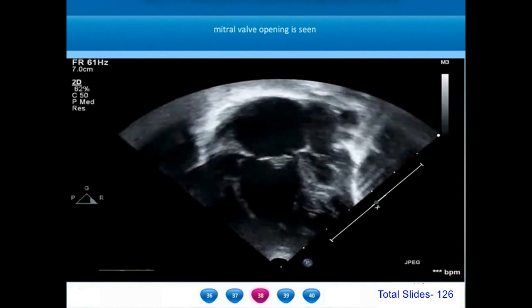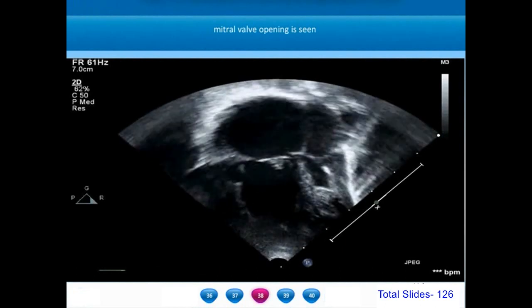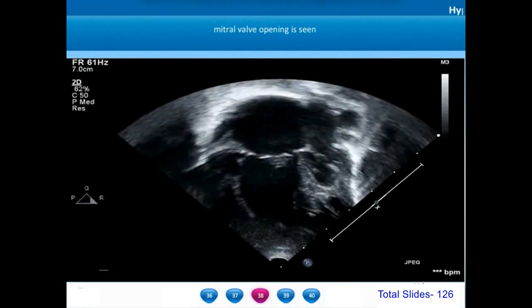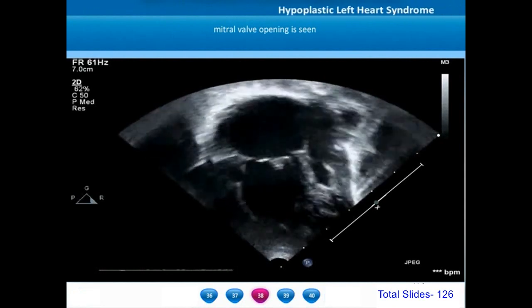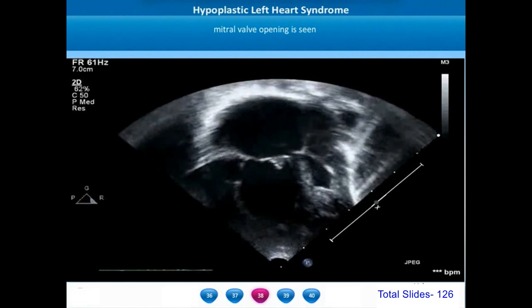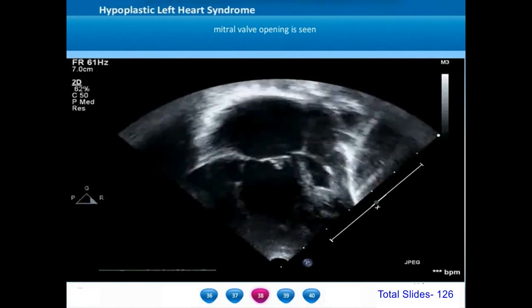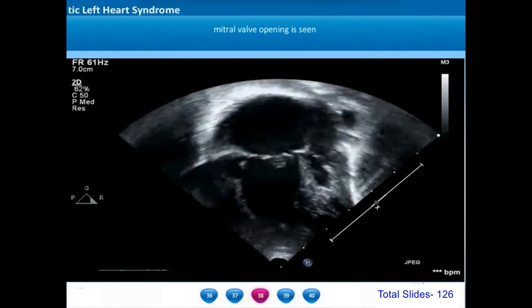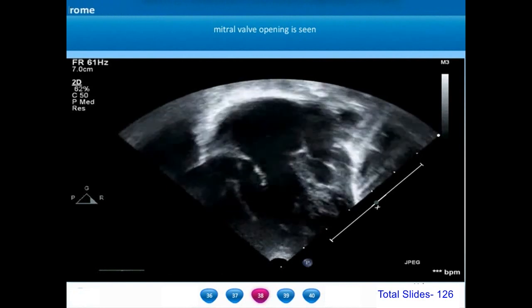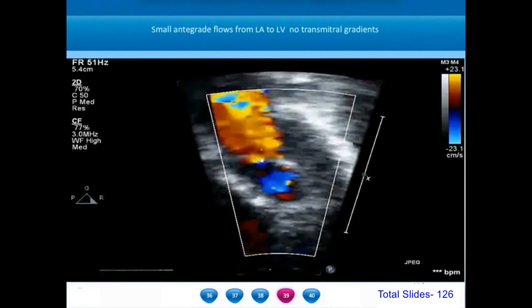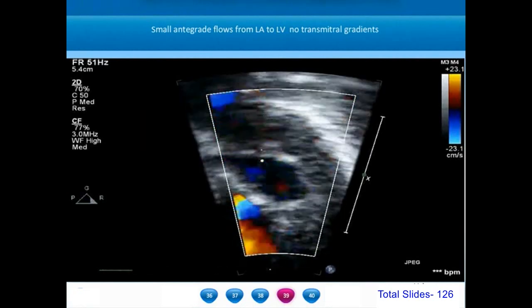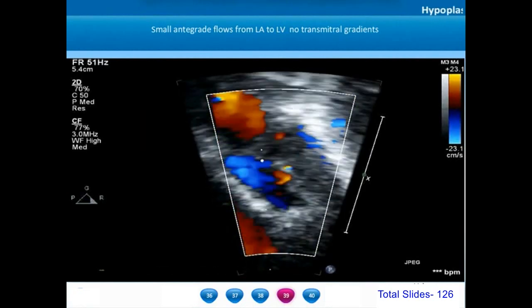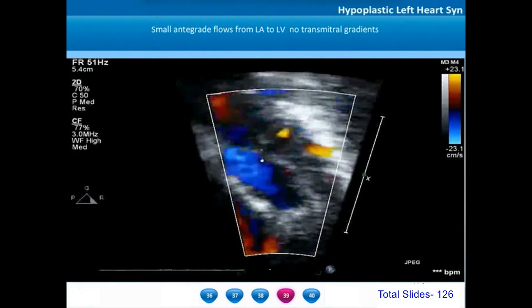Even though the mitral valve is hypoplastic, we can see the opening and closure of the mitral valve. The left ventricle is very significantly hypoplastic. The papillary muscles are showing fibrosis. The left ventricular papillary muscles are markedly echogenic. There is very minimal blood flow from the left atrium into the left ventricle, and so there is no appreciable transmitral gradient.